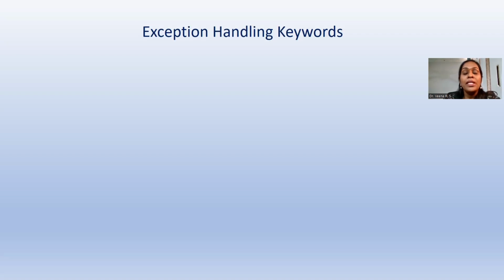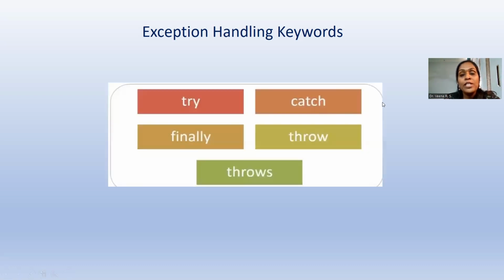And that mechanism is called exception handling. So we can definitely handle the exceptions which can occur during the runtime as well, that is unchecked exceptions. There are 5 keywords available to handle exceptions, and those 5 keywords are try, catch, finally, throw, and throws.